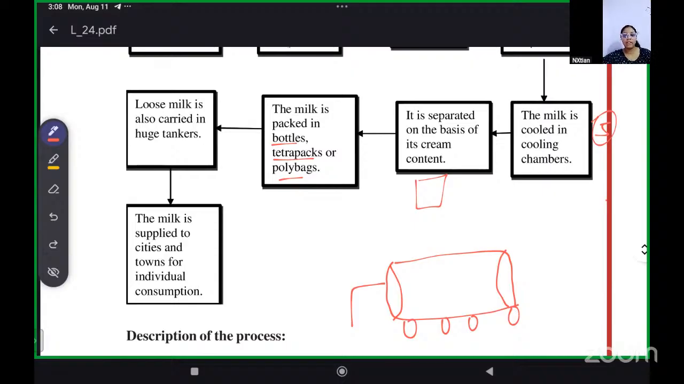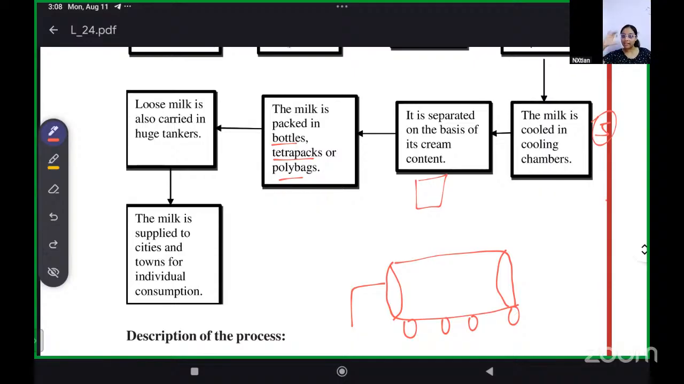Oils, they have oil tankers, and milk, we have milk tankers, which are used to transport milk from one place to another. Now, suppose there is a huge dairy, and there are some small dairies also in the nearby villages. So it is possible that the huge dairy will supply the milk to the nearby small dairies, which will then pack it and then sell it. So that milk is transported in milk tankers. Okay.